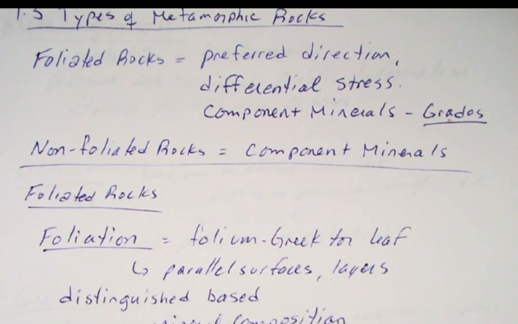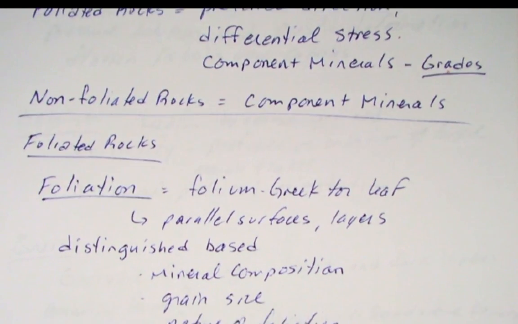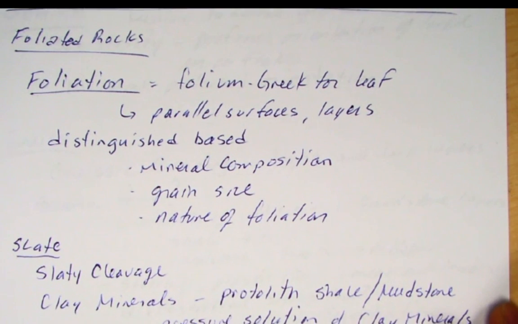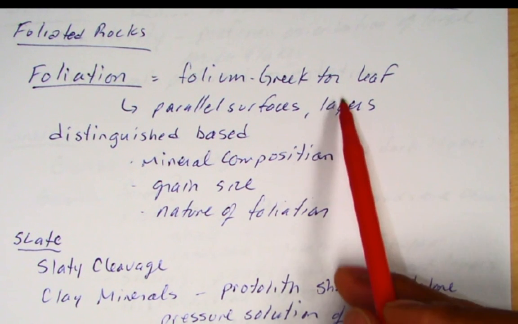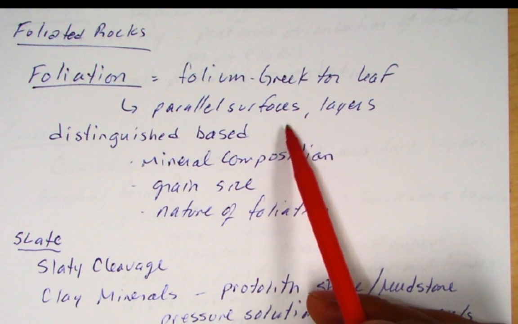And for the non-foliated rocks, since they do not have that preferred direction, we're going to mostly just look at the minerals to help us identify the source area and how these rocks formed. So remember, for foliated rocks, folium is Greek for leaf, right? And you're going to get these parallel surfaces or layers.